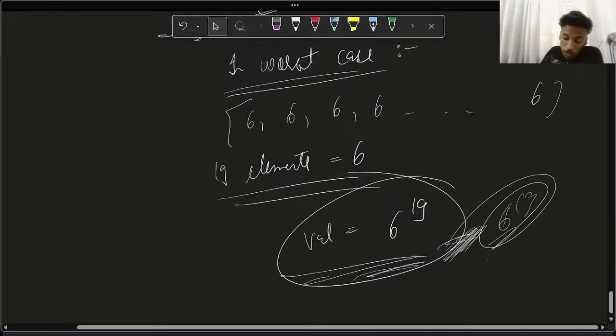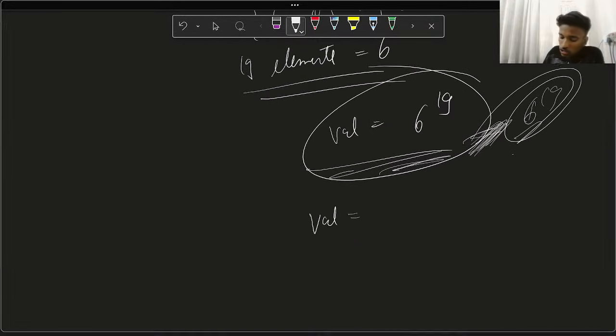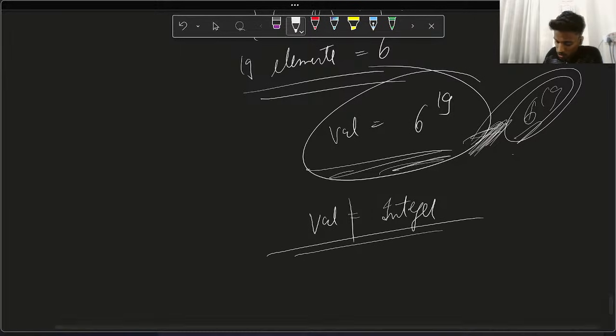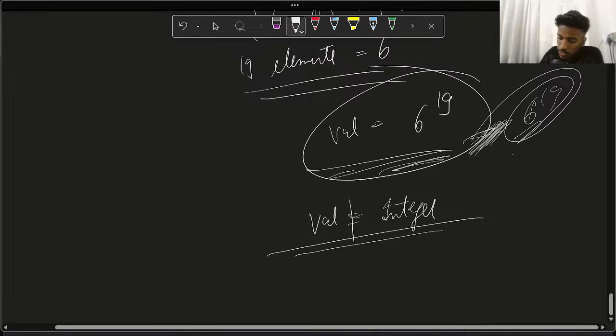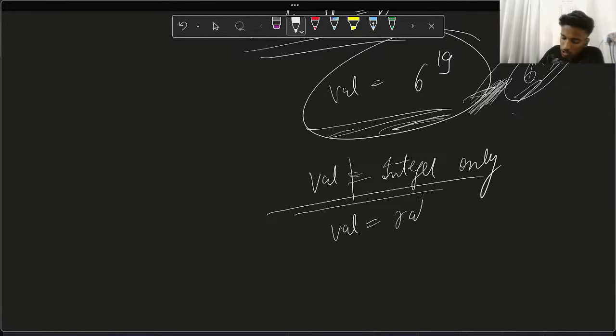What is another problem in this? It is not necessarily true that val is an integer. It is not given that val is an integer. Val can be a rational number also. Val is not equal to integer only; val being rational is possible.